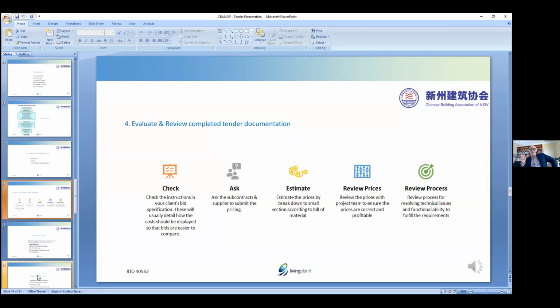Okay, evaluate and review the completed tender document. So the first thing we have to do is obviously check everything. Okay, we must check how the client wants the tender presented, how he wants the costs broken up, and present it that way. Remember what I said about making sure you present it in a way that your client is happy. Otherwise, he'll look at it and go, he can't even present the tender in the right way. Why should I trust him with building my project? Okay, so check you have everything right. Check you have all the information. Check that the subcontractors and suppliers have covered everything when they are giving you their quotes.